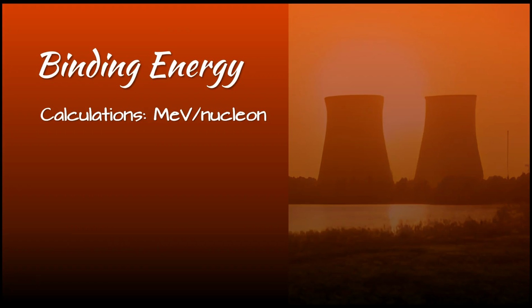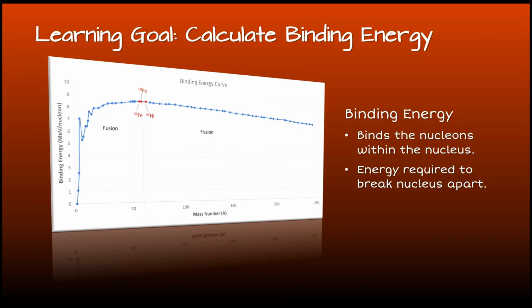Hi everyone! In this video, we'll learn how to calculate binding energy in units of MeV per nucleon. Our goal is to calculate binding energy, but first let's define it. Binding energy is the energy that binds the nucleons, the protons and neutrons, together in the nucleus. Another way we can think about it is as the energy required to break apart the nucleus into its nucleons.